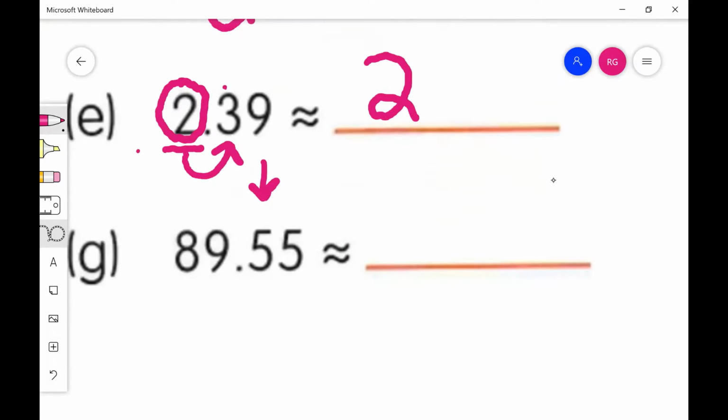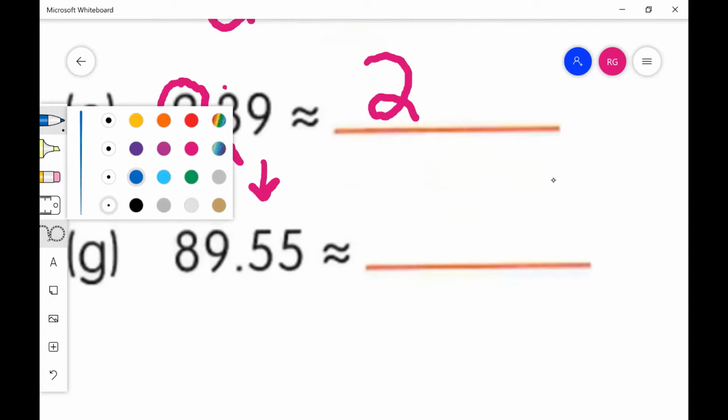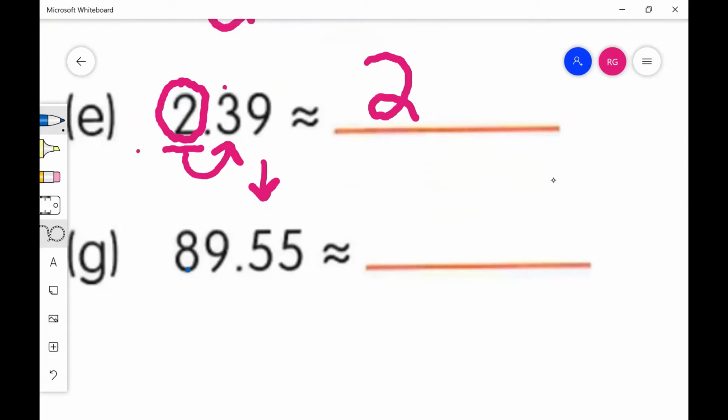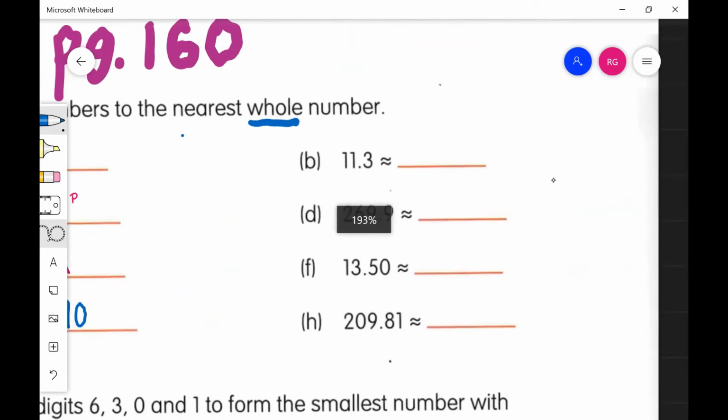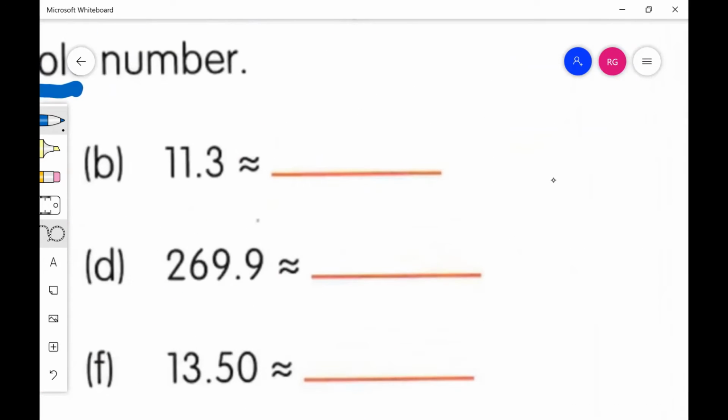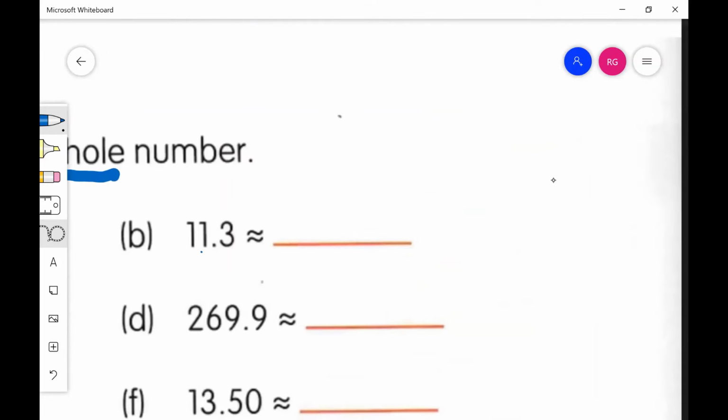Let's move on to G. And for G here, we have 89.55 rounds to, and this squiggly equals sign kind of means about. It's like 89.55 is about what when rounded to the nearest whole number? What do you guys think? What does that round to? 90. 90, you're correct. We're doing great here, guys. Let's move on to B. Okay, so this says 11.3. Tell me the answer. 11, right? All right, so we say 11.